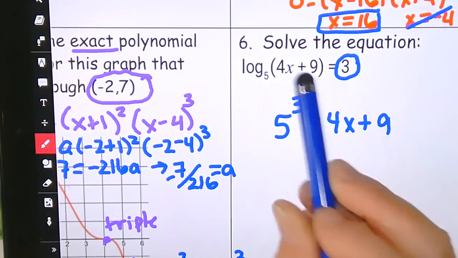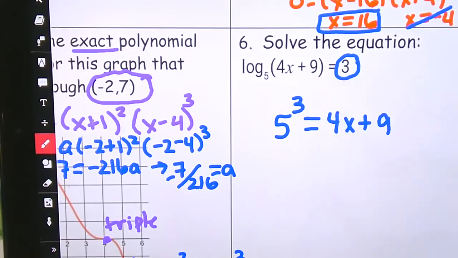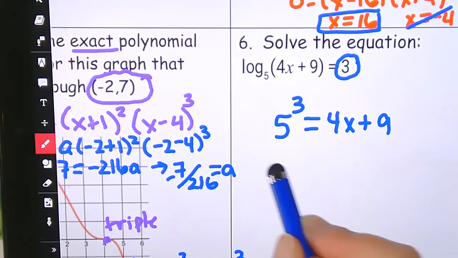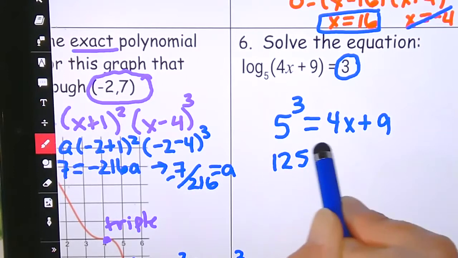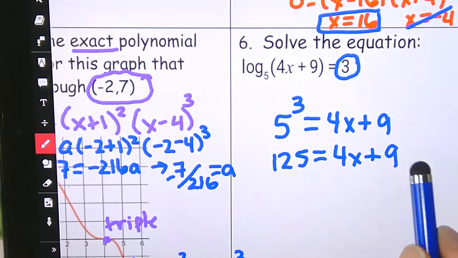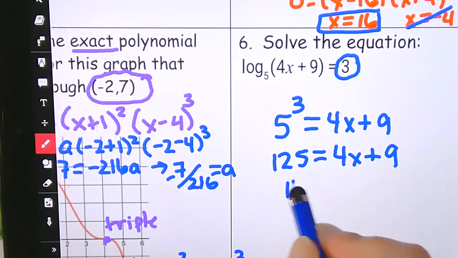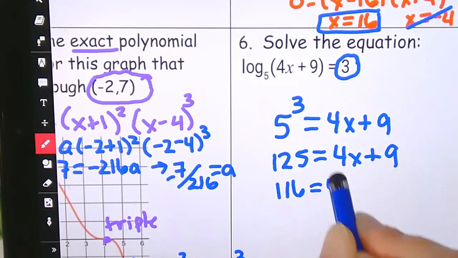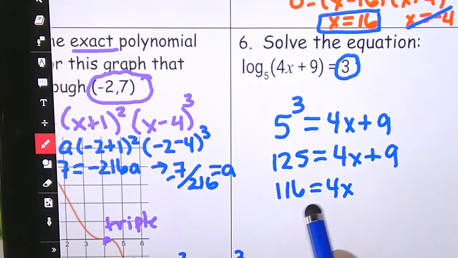Because remember, with logs, we're trying to find the power. So this is the power. And now 5 to the 3rd is 125, which is equal to 4x plus 9. And now I'm just solving. So I'm going to end up getting 116 is equal to 4x. I'm going to divide by 4. And when I divide both sides by 4, I get 29 is equal to x.